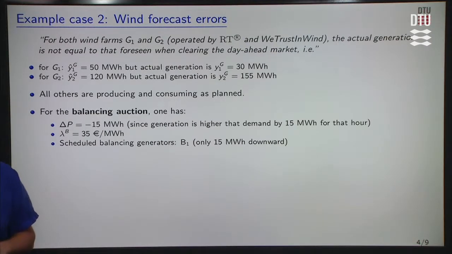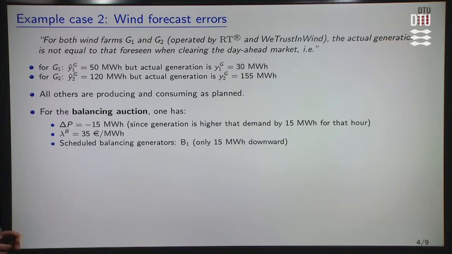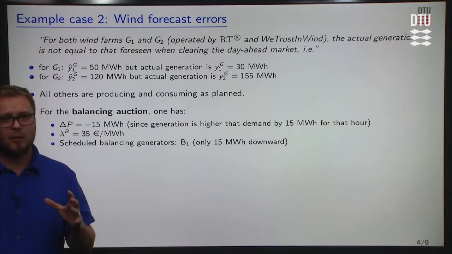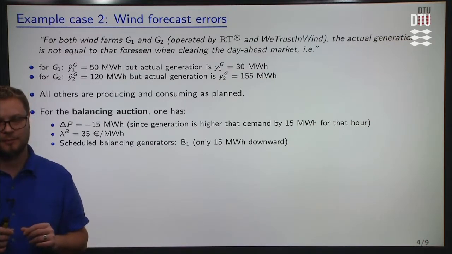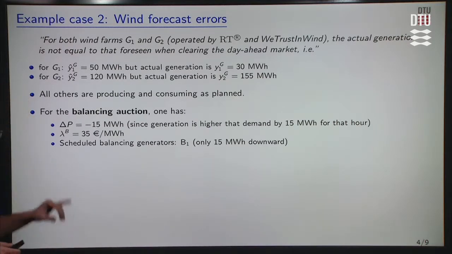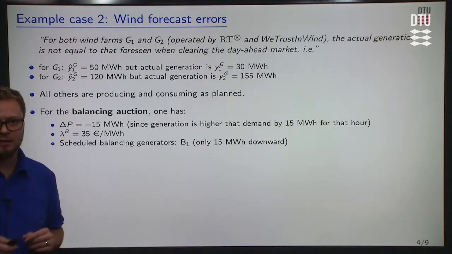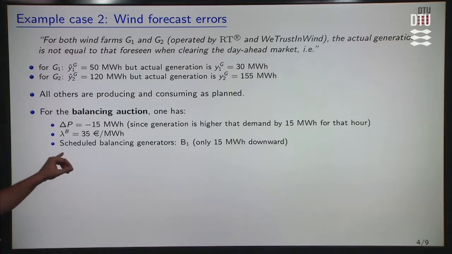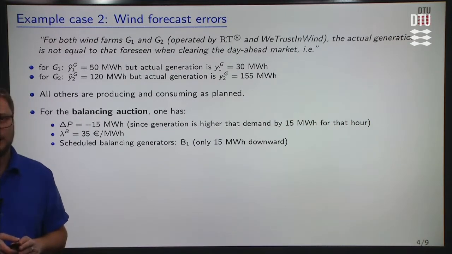For the balancing auction, we have to combine these two imbalances to find the overall system state. In terms of the system state, delta P is equal to minus 15. So that means that there are 15 megawatt hours too many in the system. We need downward regulation to put back the system into balance. Clearing the market based on the offers presented in the previous block, we reach lambda B equal 35 euro per megawatt hour. As explained, lambda B is less than the day-ahead market clearing price, and the scheduled balancing generator is B1, that is reducing by 15 megawatt hour, obviously in the downward direction.